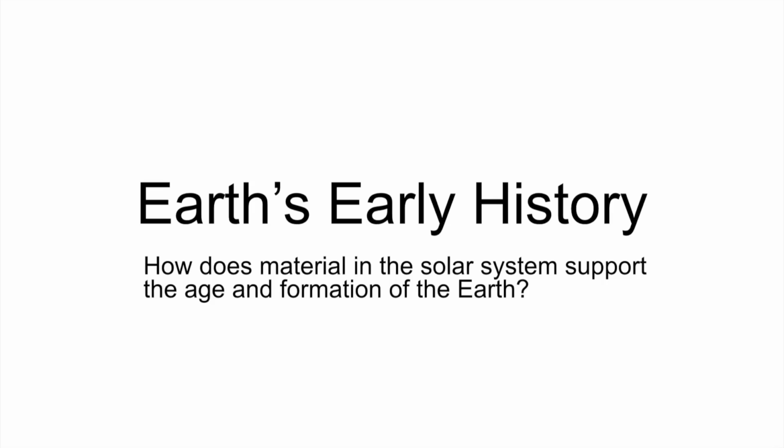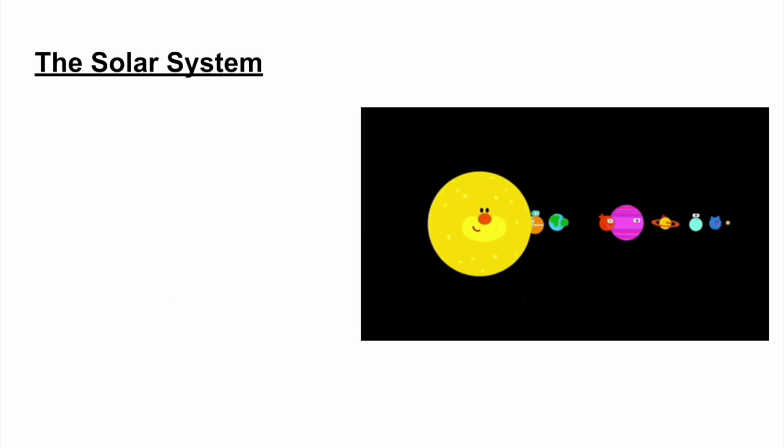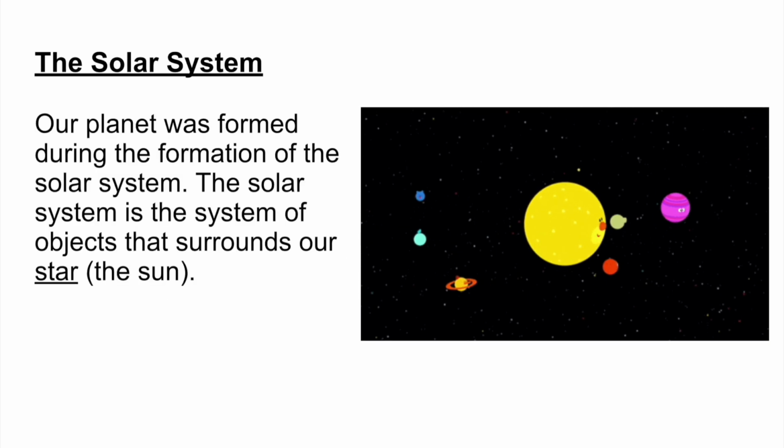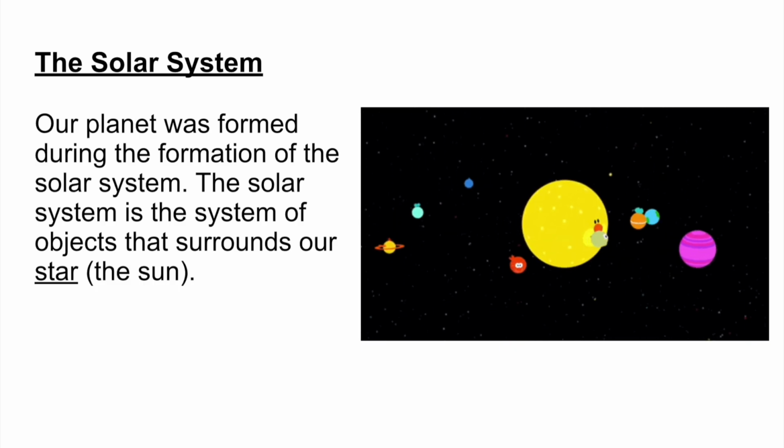All right, so we're going to be taking a look at the solar nebula theory in Earth's early history, thinking about how material in the solar system supports the age and formation of the Earth. So, our planet was formed during the formation of the solar system, right?